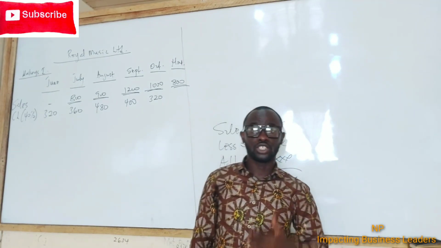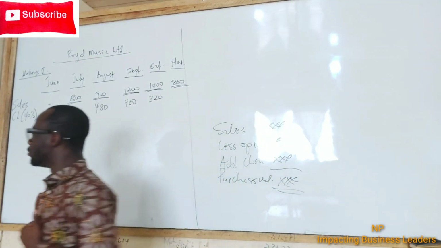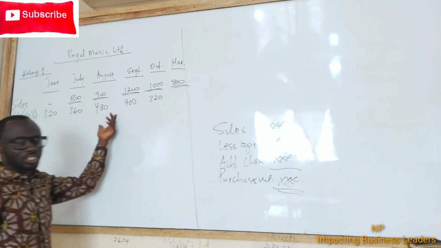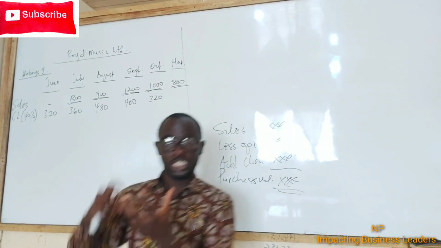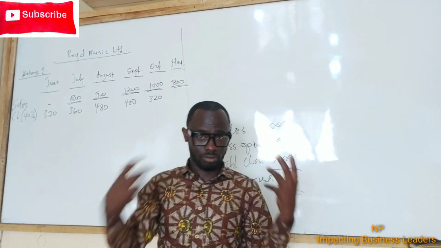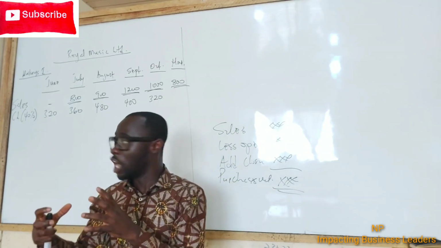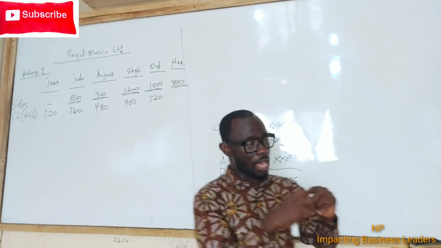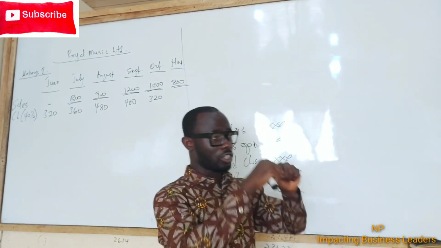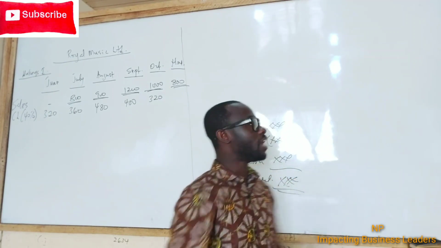So now that we've finished computing the closing stock, what do we do? Now we have our closing stock. Remember that the closing stock for one period becomes the opening stock for another period. That's also another concept that you must understand. So the closing stock for June becomes the opening for July. The closing stock for July becomes the opening for August. The closing for August becomes the opening for September, and it goes in that order.